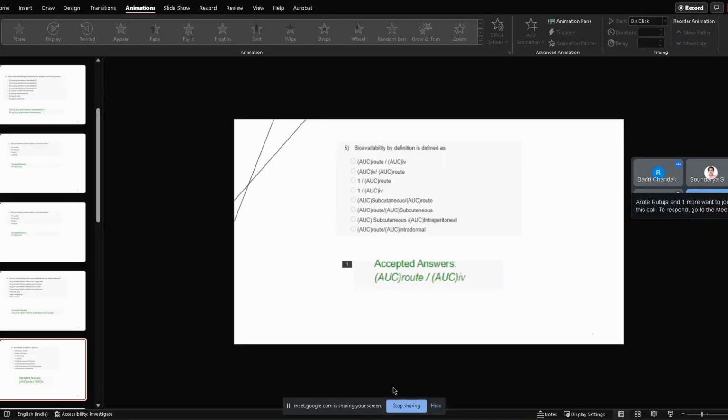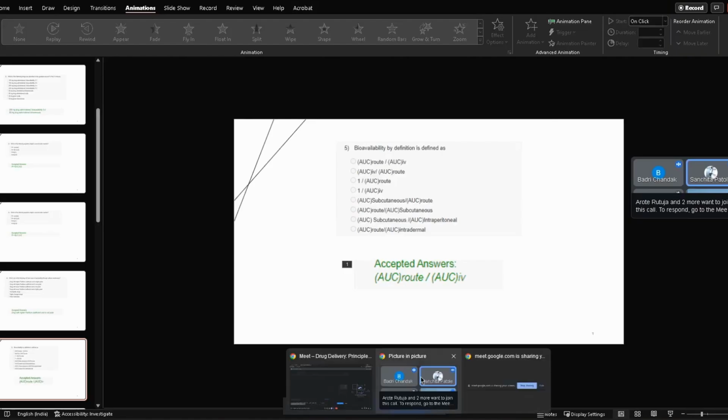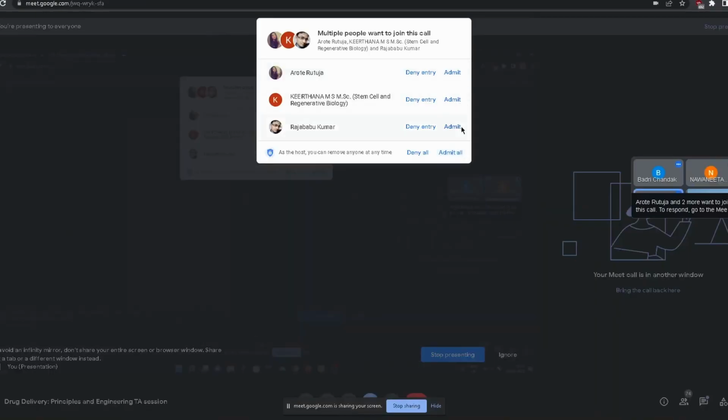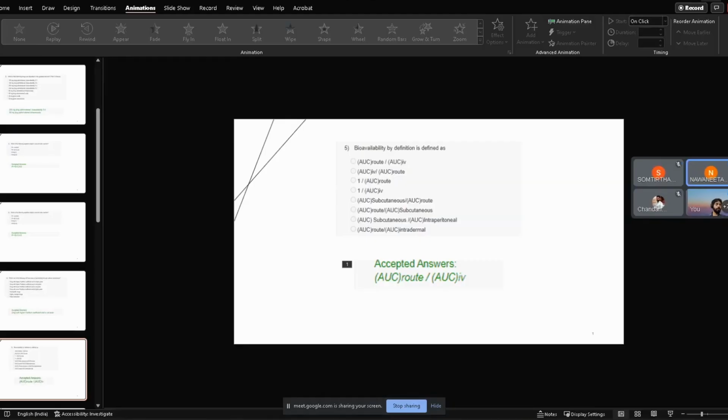Area under the curve. For bioavailability, what curve are we talking about here?